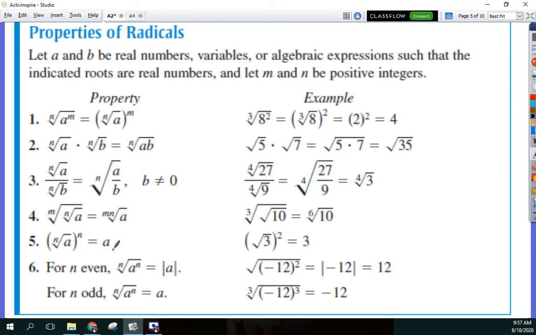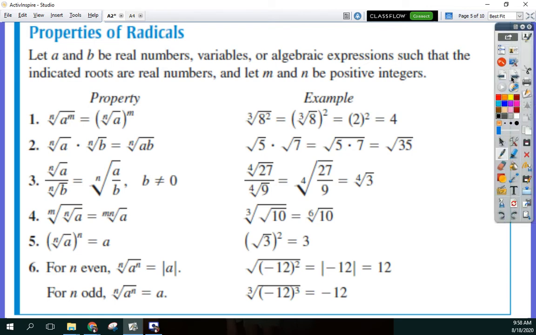And then lastly, if we have an even index, remember that we do need to look at the absolute value of whatever it is that is underneath our radical, because we want to make sure that it works out correctly. So we always want to apply that absolute value. If n is odd, then we want to leave that negative in place. So like in this case, it would be the third root of negative 12 to the third would give us negative 12. So let's look at some examples.